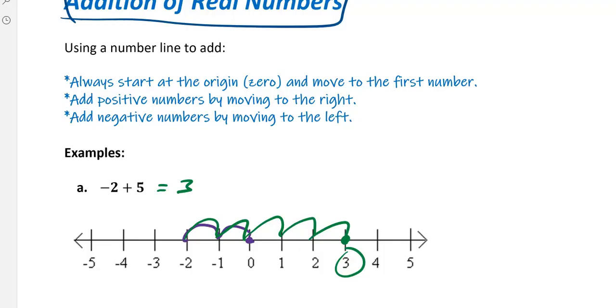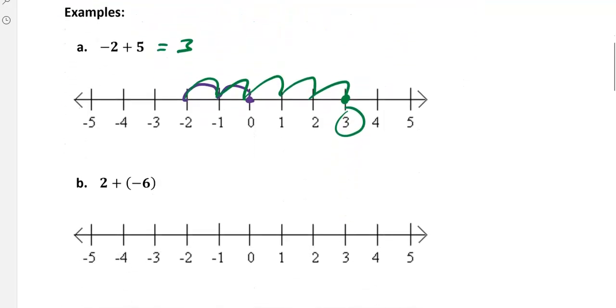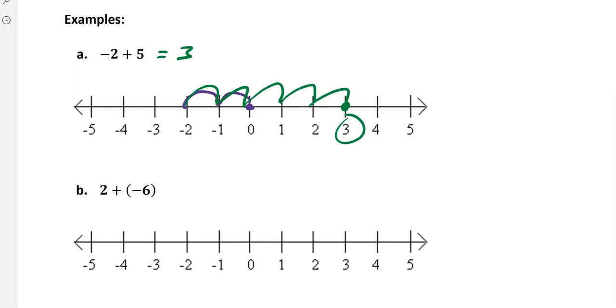Okay, let's try the next one. Please make sure you're writing these down, copying the number line down, and practicing. Otherwise, it doesn't do you a whole lot of good. Let's try this one. Positive 2 plus -6. All right, first of all, I'm going to start at 0 because I always start at 0. Then I move to 2. 1, 2. And now it says I'm going to add -6. So that means I'm going to move to the left. 1, 2, 3, 4, 5, 6. And that gives me -4. So positive 2 plus -6 is -4.